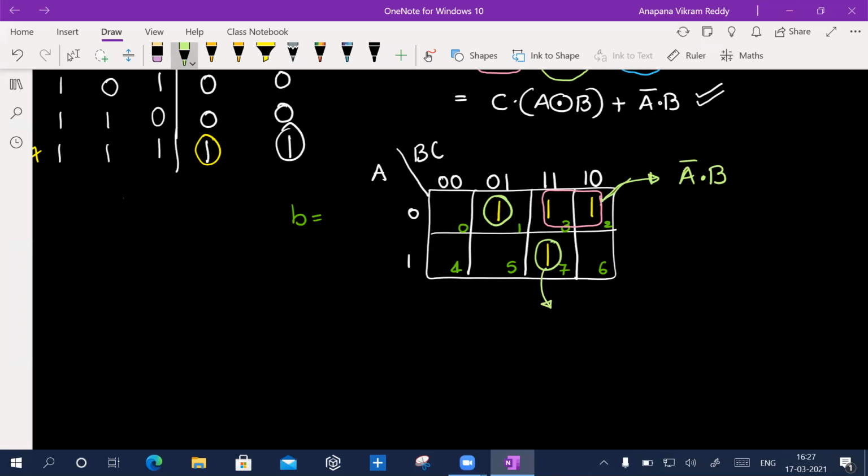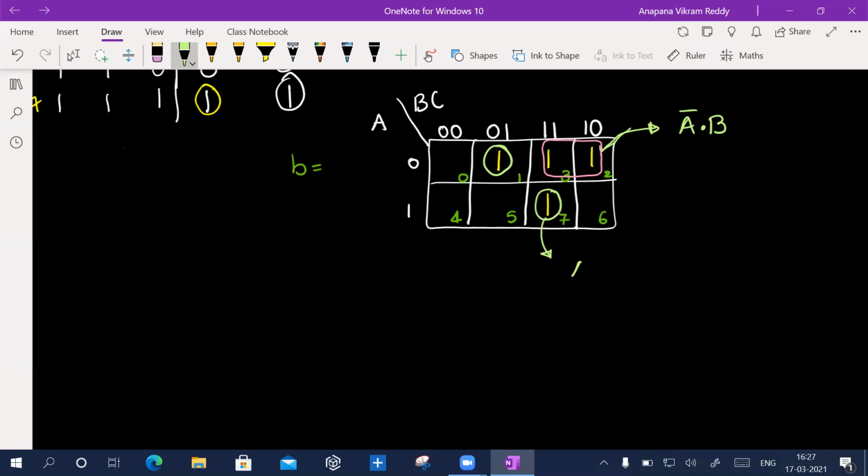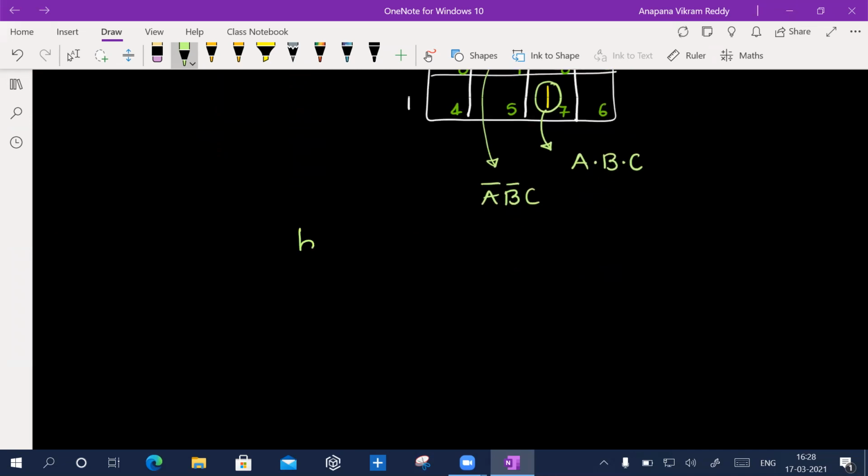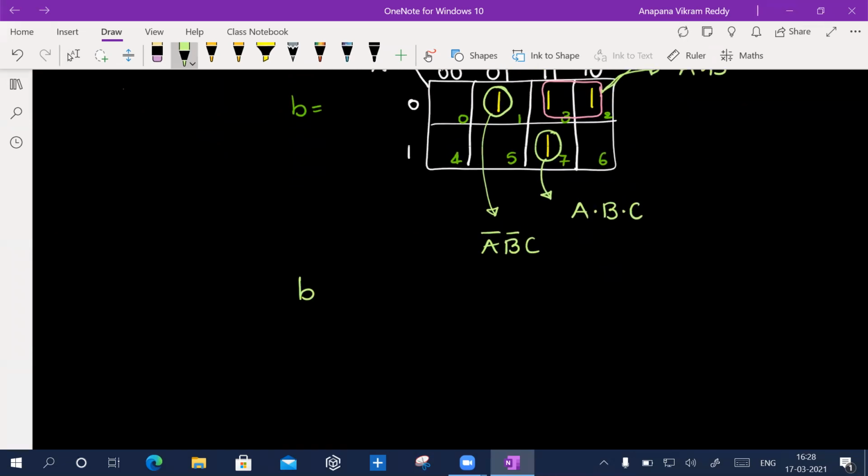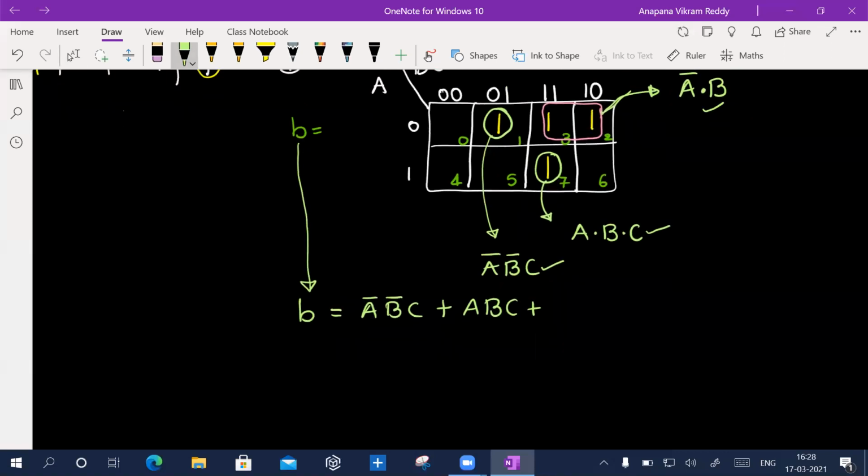What about this one? A, B, C. And what about this guy? A complement, B complement, C. So finally, we have the borrow B, equal to A complement B complement C. This is done. Or ABC, this is done. Or A complement B.